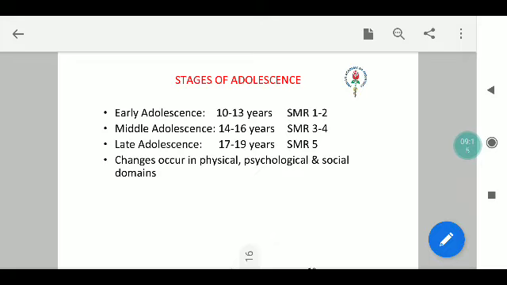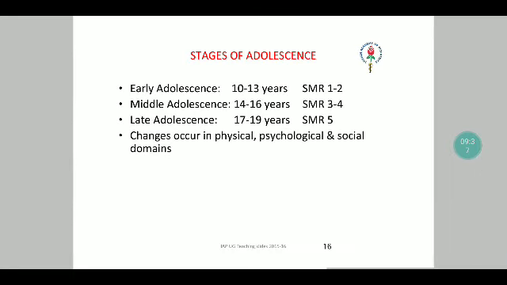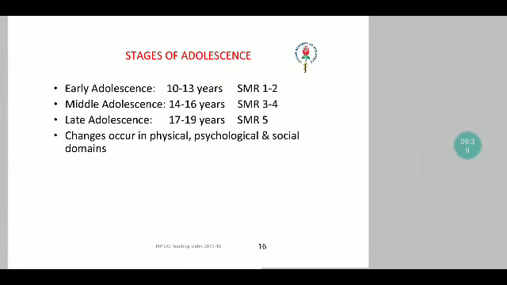Now, if we want to classify the adolescent period, it is classified into early, middle and late. Early adolescence is between 10 to 13 years of age, which comes under SMR 1 and 2, changes wise. Middle adolescence is between 14 to 16 years of age, which comes under SMR 3 to 4. And late adolescence is almost adulthood, it comes under SMR 5. The changes include physical, psychological and social domains, each of which I'll explain in detail.